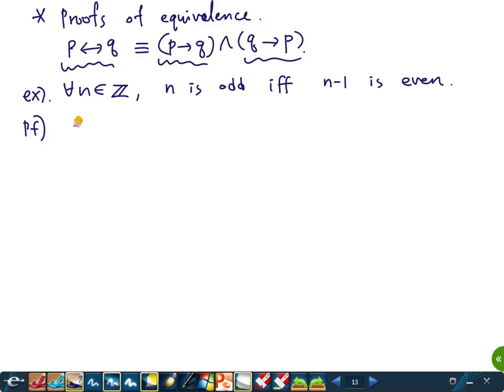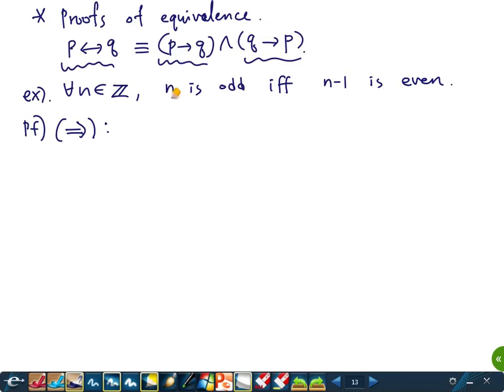So we need to show 2 things. If P, then Q. So usually we write this. This symbol means we are going to show this thing: if P, if this is true, then this is true. Okay? This is what I mean by this symbol.